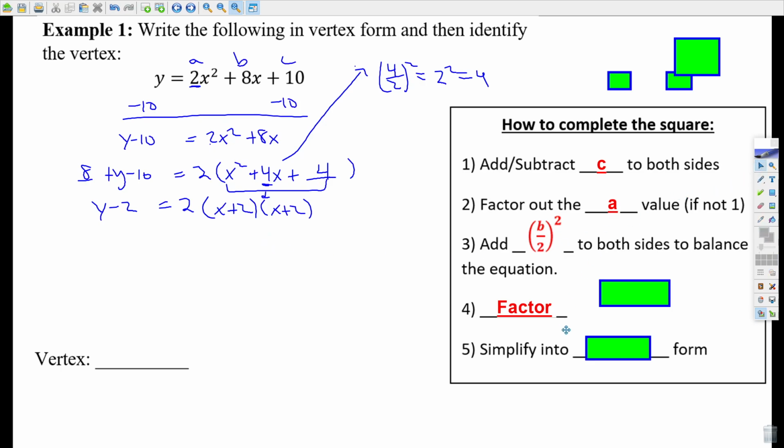And the last thing we're going to do is change it to vertex form. So we're going to add the 2 to both sides. There's just 2's everywhere on this one.